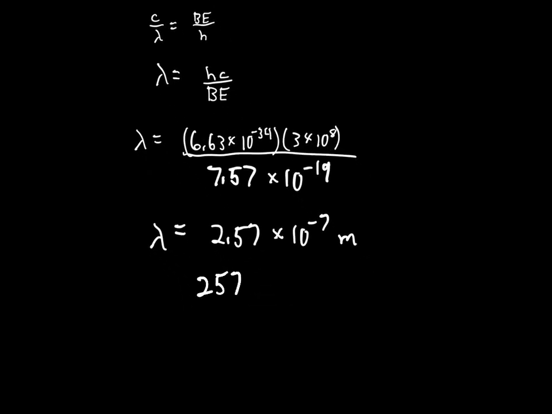It's about 257 nanometers. This is in the ultraviolet. So it's not the visible range. What is the range of visible wavelengths? 400 to 700. So because this is lower than 400, it's smaller than violet. So that would be ultraviolet.